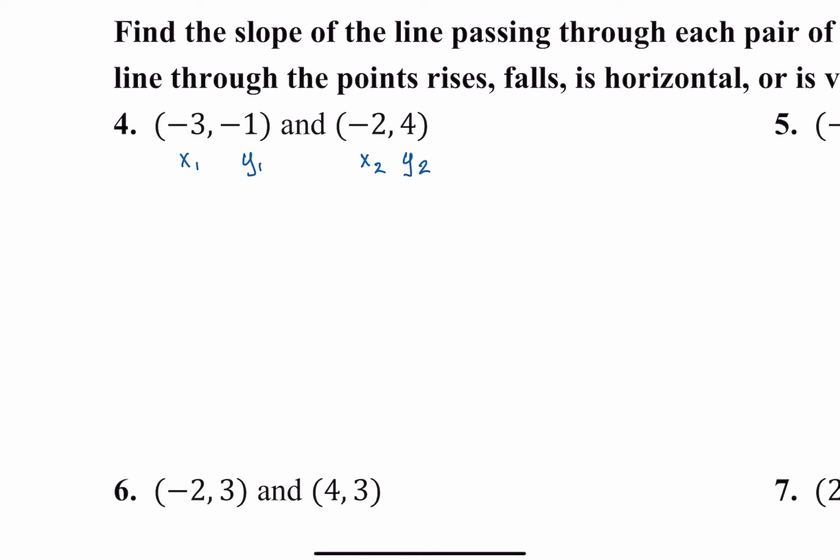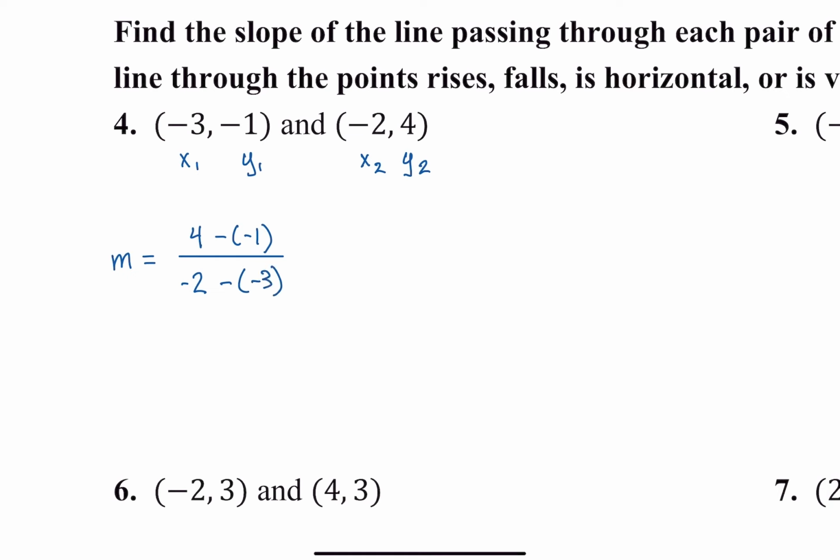Okay, let's move on. So, now that these are labeled, we're going to find the slope. So we have the change in the y's, so that's going to be 4 minus a -1. And then we'll go ahead and divide that by -2 minus a -3.